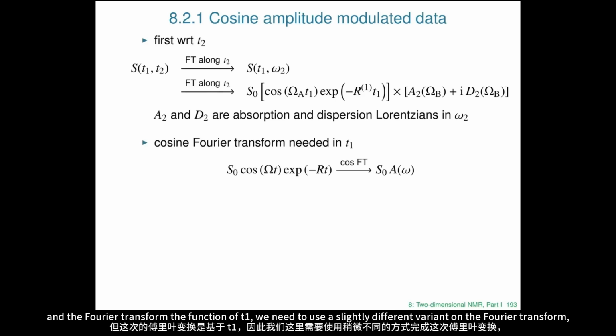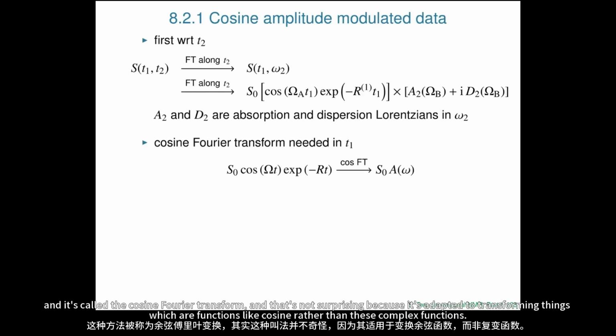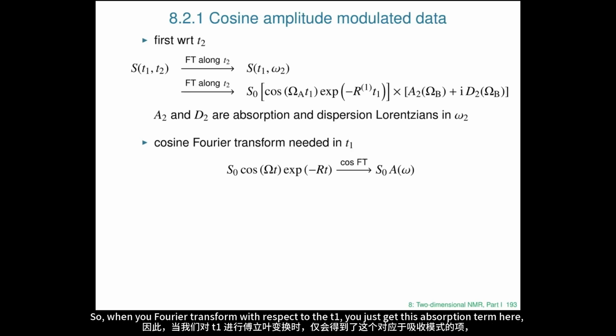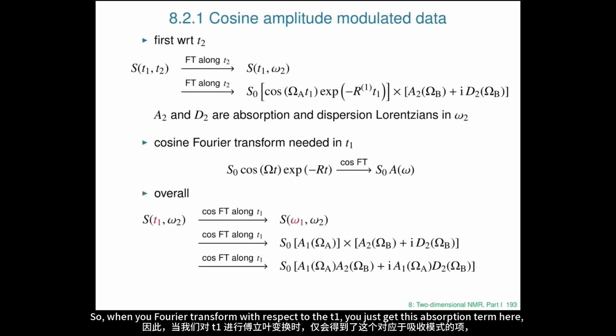To Fourier transform the function of T1, we need to use a slightly different variant on the Fourier transform, and it's called the cosine Fourier transform, and that's not surprising because it's adapted to transforming things which are functions like cosine rather than these complex functions. But the difference is it doesn't give you an absorption and a dispersion, it just gives you the absorption mode. So when you Fourier transform with respect to T1, you just get this absorption term here.